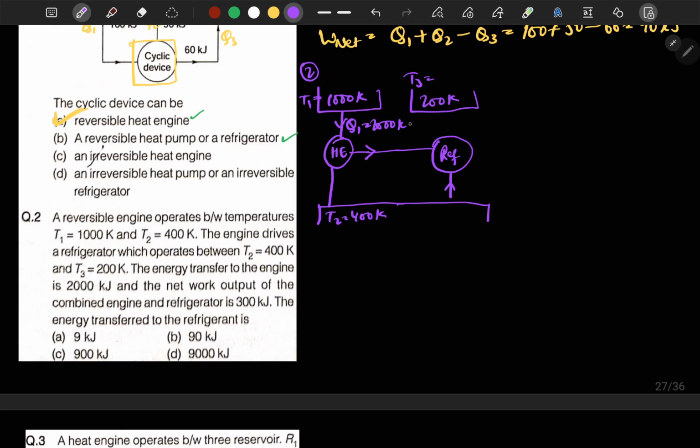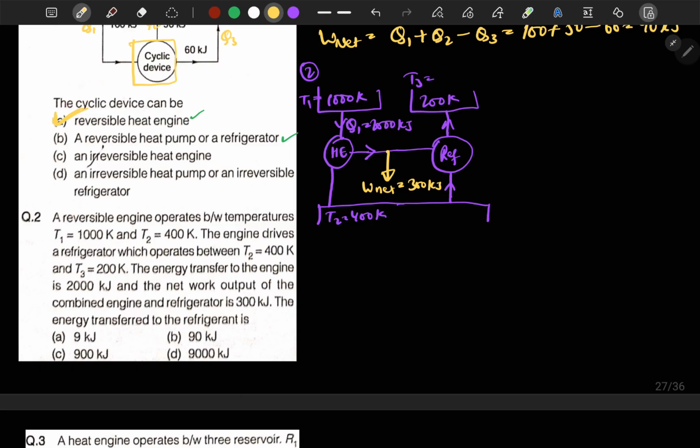2000 kilojoule. Now a refrigeration cycle is working between the temperature limits, and the net work output of the combined engine and refrigeration cycle is 300 kilojoule. After this setup, we are able to obtain additional work of 300 kilojoule. The energy transfer to the refrigerant is, so how much energy is transferred to the refrigerant?